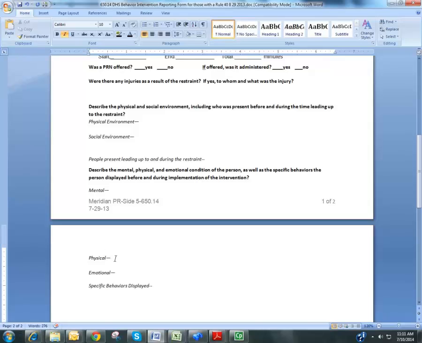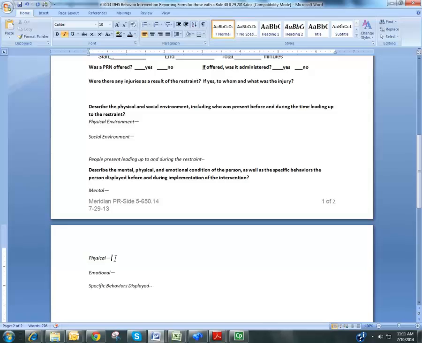Then you're also going to talk about the physical condition. Again, this may address their energy level at the time. You may indicate whether or not the person appeared to be ill, whether the person appeared to be upbeat, whether the person seemed lethargic, and what sort of things the person was doing.